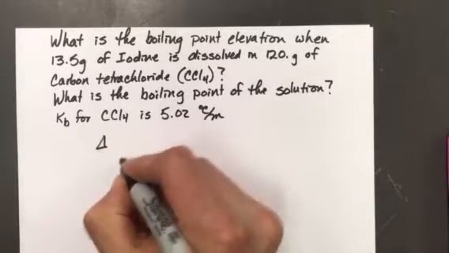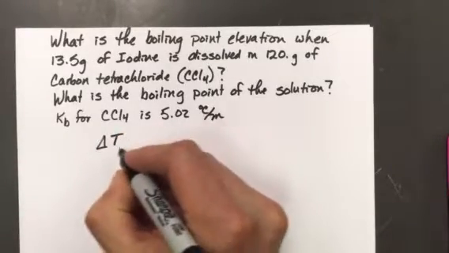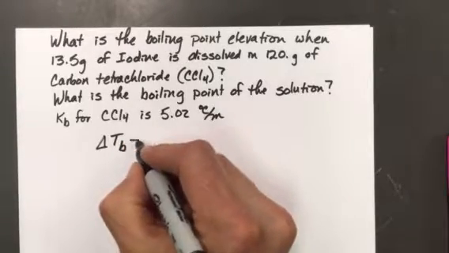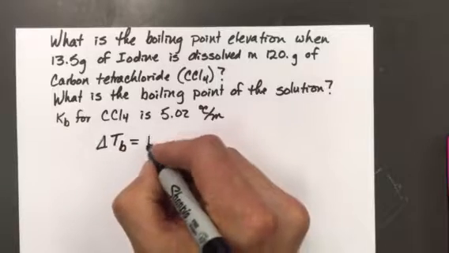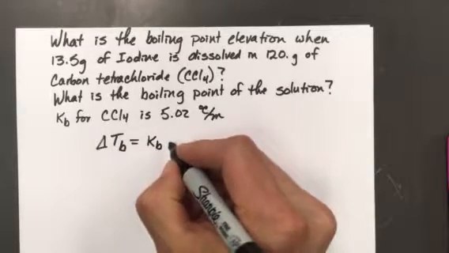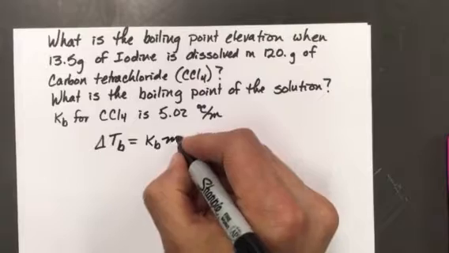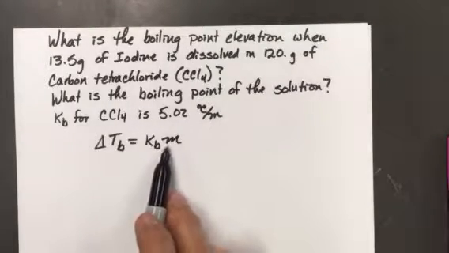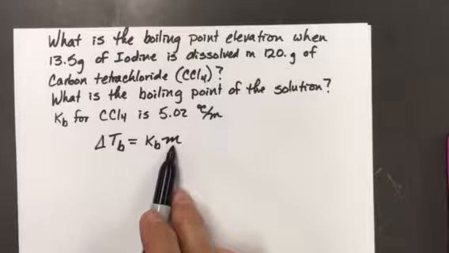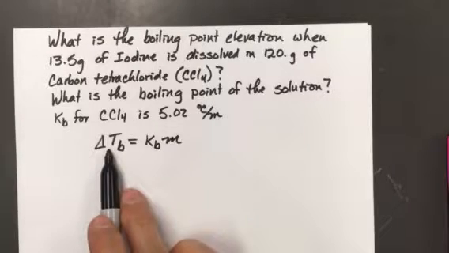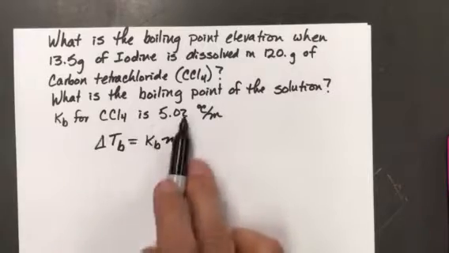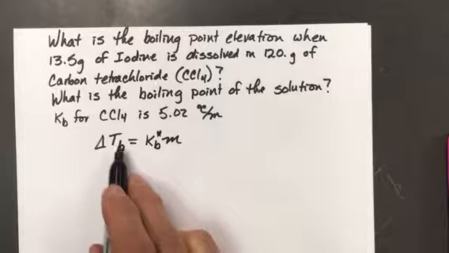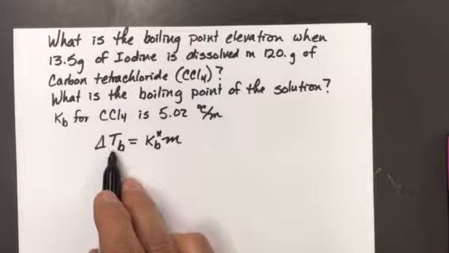The change, delta means change, in boiling point, so delta T sub B, is going to equal the constant multiplied by the molality. That has this funny m symbol. And molality is just a measure of concentration. So if we're looking for this, we can see right off the bat we already have one of the variables. So if we can just find this, we can solve for delta T_B.